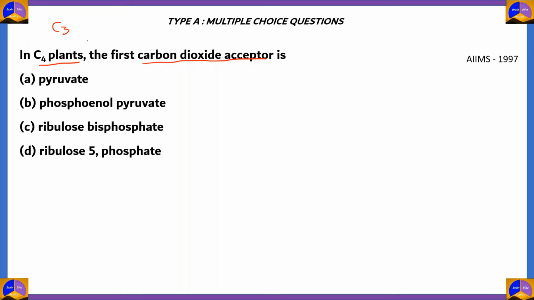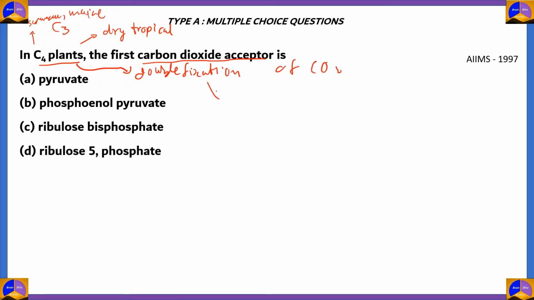Now C4 plants, these are adapted towards dry tropical regions. So therefore they have a special mechanism for photosynthesis. Examples of C4 plants include sugarcane, maize, corn, etc. Now, the speciality in C4 plants is that they undergo double fixation of carbon dioxide. Now, this double fixation happens in two parts of the leaf, the mesophyll cells and the bundle sheath cells.